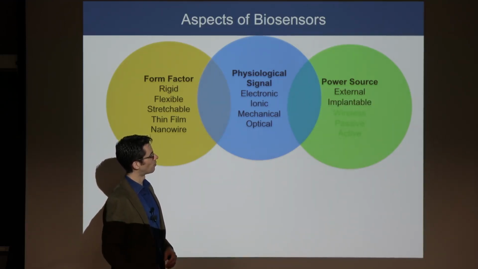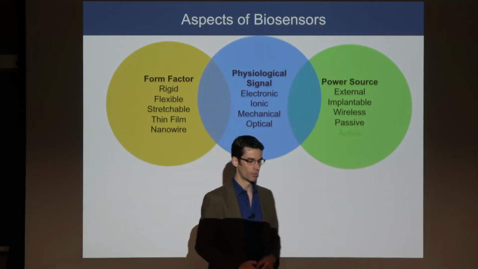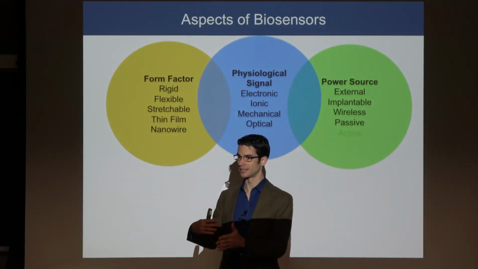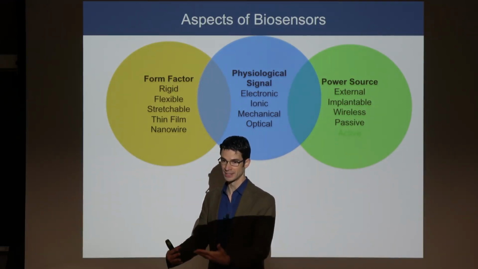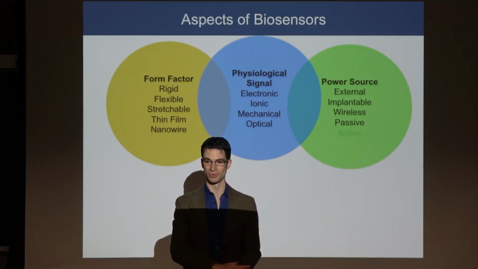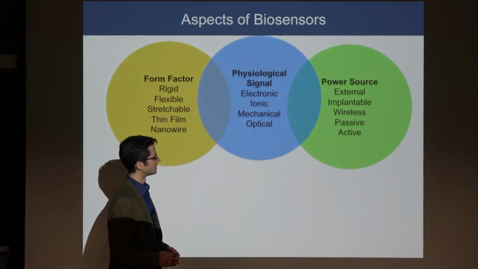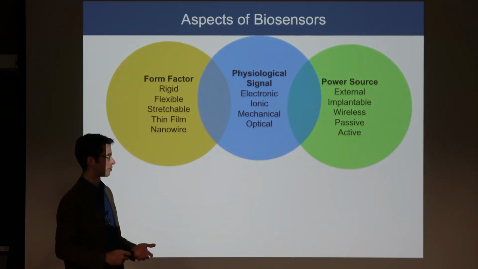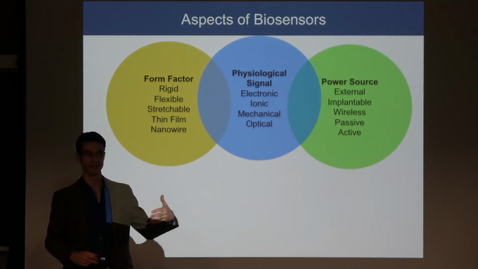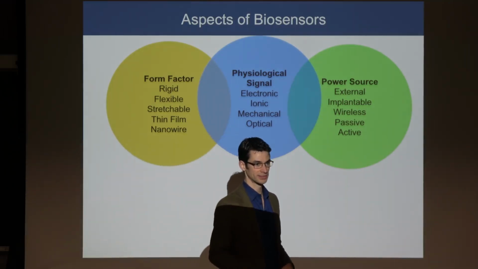And so wireless and passive systems, and we'll see an example today of a wireless passive system where we have some kind of electric field that induces a current and supplies power, for example, through the skin to a device. And in active power sources where we might have, say, onboard solar energy harvesting or piezoelectric devices.